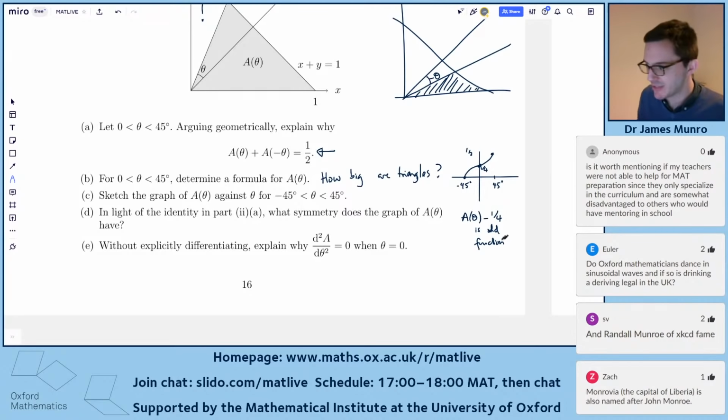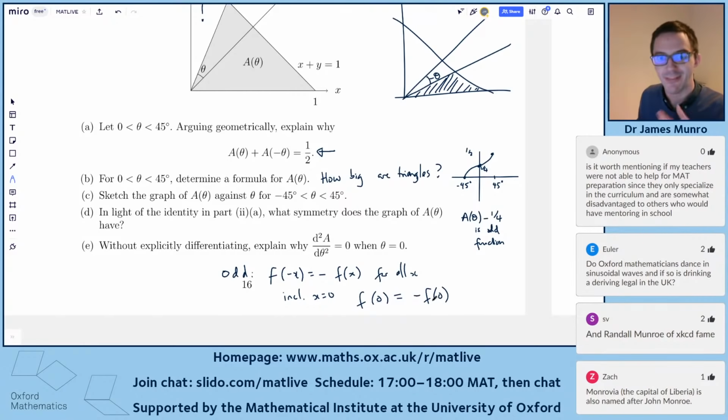Okay, and then because there's an odd function involved, if you differentiate it, you get an even function, and then if you differentiate it again, you get an odd function. And odd functions are always 0 at 0, because odd functions have f of minus x equal to minus f of x for all x, including x equals 0, at which point they say f of 0 is equal to minus f of 0. That means f of 0 is 0, which is the thing that's going on here. The second derivative is odd again.